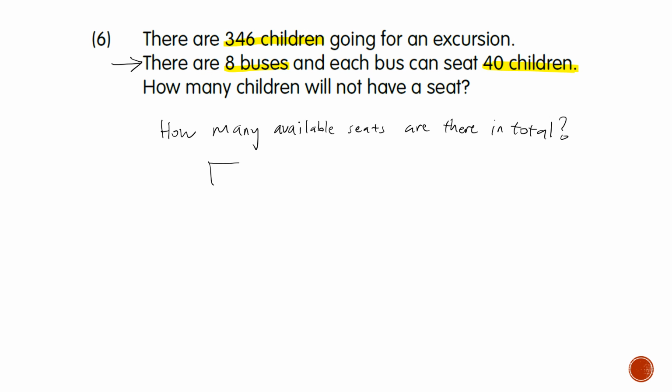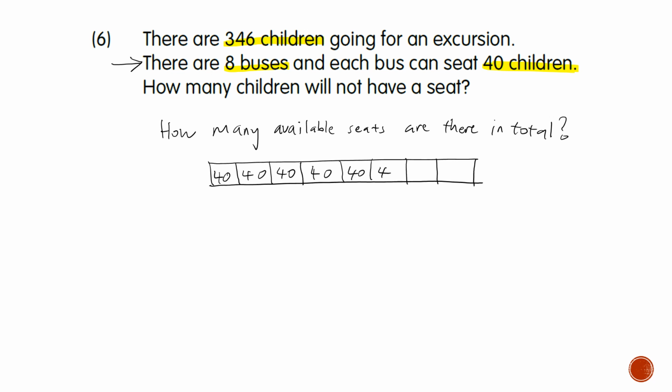To answer this question, you can draw a model. There are 8 buses. 1, 4, 8. Each bus has 40 seats available, or 40 children can have a seat on each bus. So 8 times 40 gives you 320 seats. There are 320 seats in total. Now we know that these are the total number of possible seats that are available.